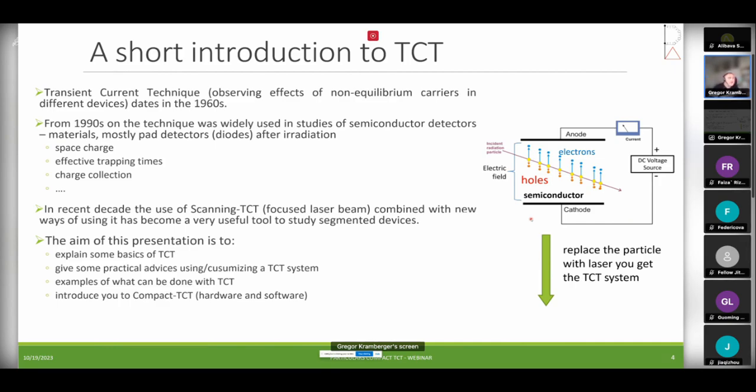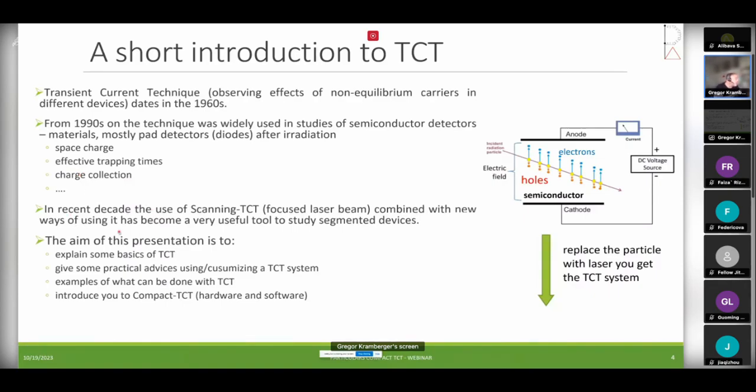And what you actually look at in transient current technique is the current induced. Most of the applications in high energy physics use the charge, so how much charge you collect. And the advantage of looking at the current is, of course, that you get much more information about your sensor. So from the 90s on, the technique was widely used in studies of semiconductor detector materials, mostly PAD detectors at the beginning. So the effects, the changes of the space charge after irradiation of devices, for example, trapping times, charge collection. There are many, many studies that exploited the benefits of the TCT.